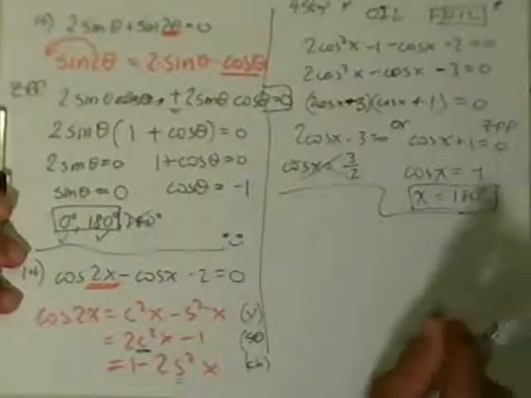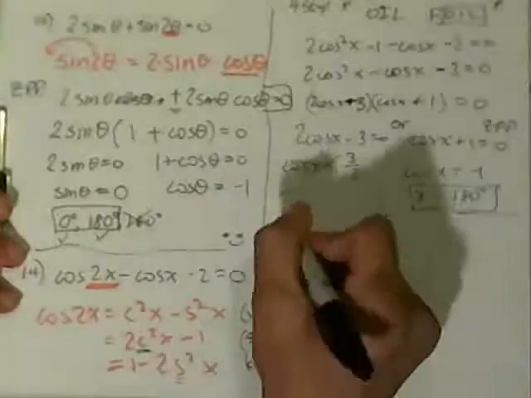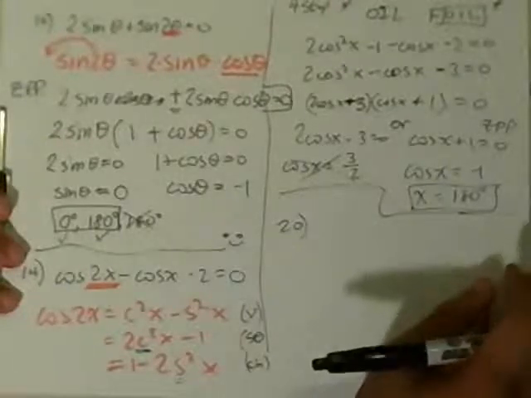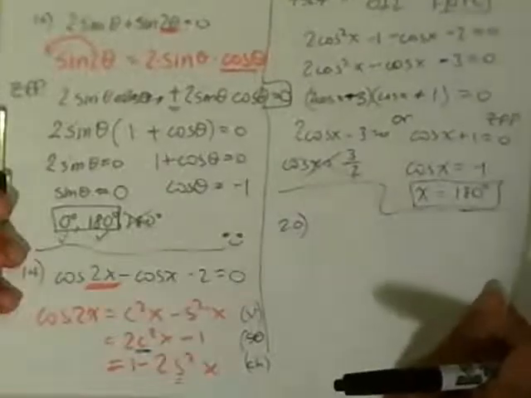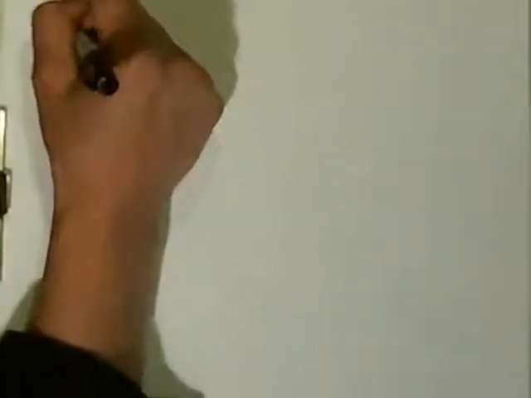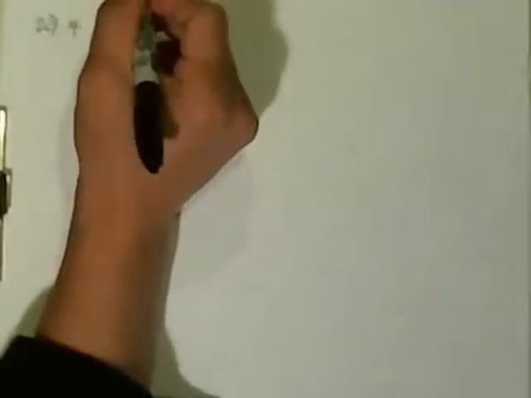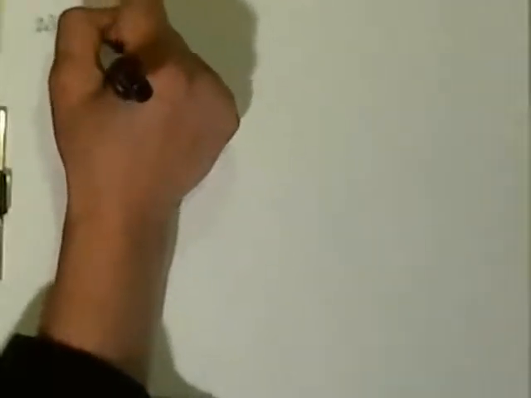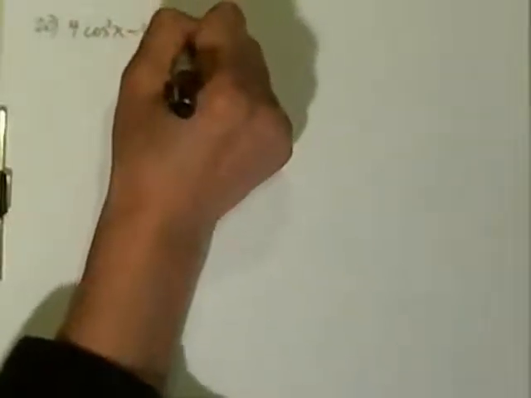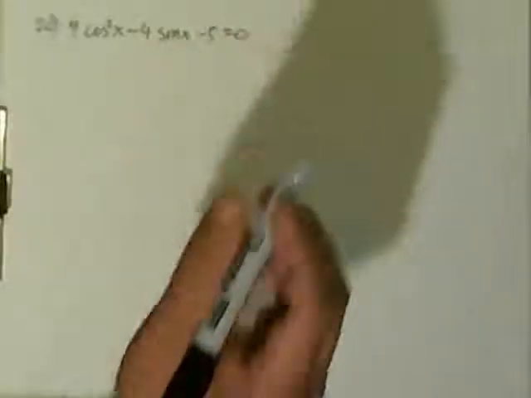Number 14 was done. Now on to number 20. I'm probably going to need a little bit more space, so let's do it on the next page. Let's get started. Number 20. 4 cosine squared of x minus 4 sine of x minus 5 is equal to 0.